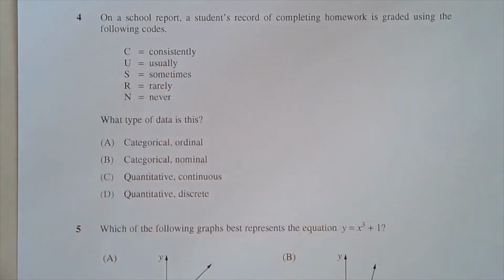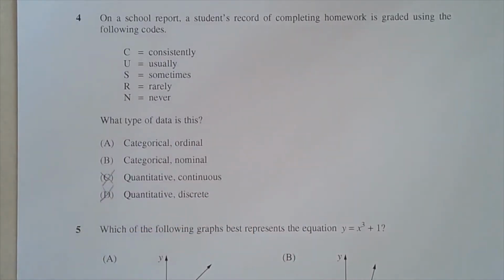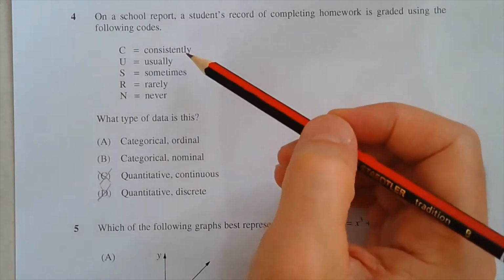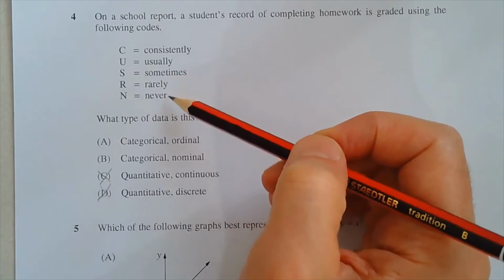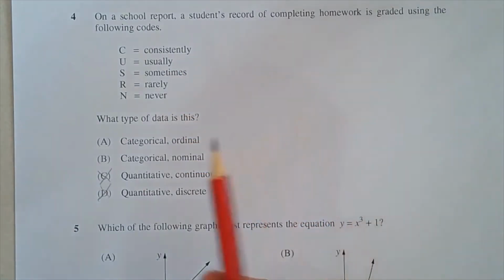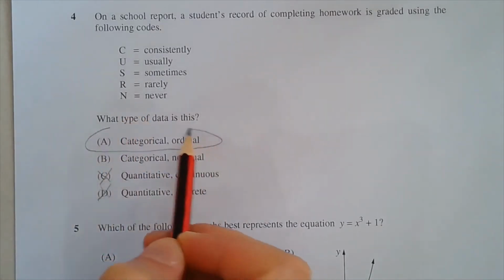Clearly no numbers are involved there, so it's neither C nor D, so it's not quantitative. It's categorical, but are the categories able to be ranked or placed in some order? Clearly there is an order here that we can use. Consistently could be the highest, usually the next highest, and so on to never. So this can certainly be ranked, which means it can be ordered. And there's a word here which resembles the word order, which is the word ordinal, which means ordered or ranked. So it's option A.